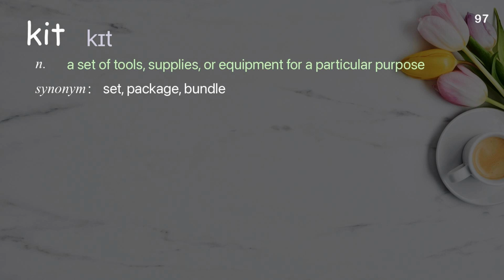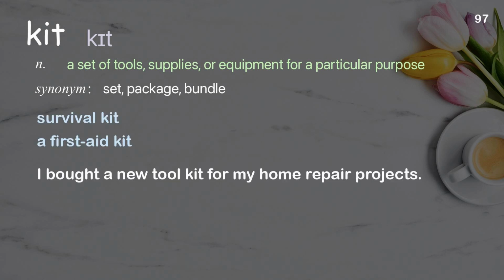Kit. A set of tools, supplies, or equipment for a particular purpose. Examples. Survival kit. A first aid kit. I bought a new tool kit for my home repair projects.